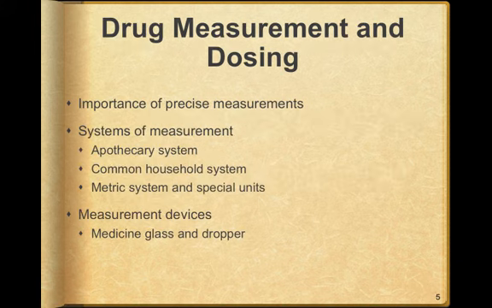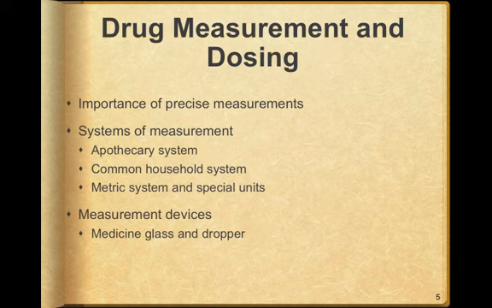Drug measurements and dosing. The importance of precise measurement is essential. It can make the difference between a therapeutic dose and a toxic dose. The apothecary system we don't use so much anymore, but it's still kind of around. Measurements include grains, which equal the weight of 1 grain of wheat, and a minim, the weight of water equal to a grain. We don't use that so much anymore.